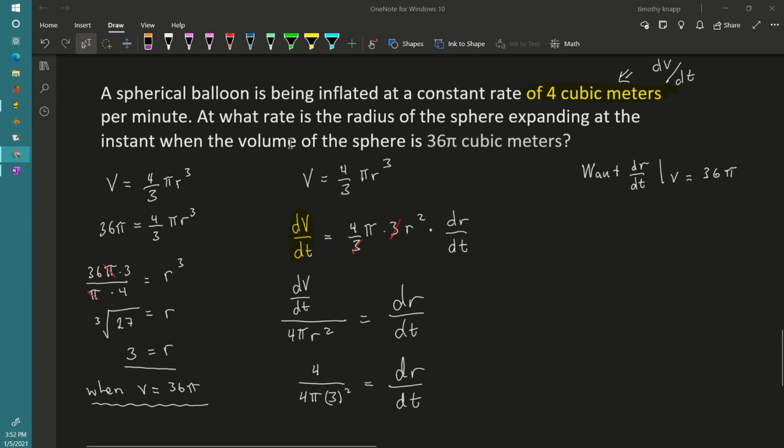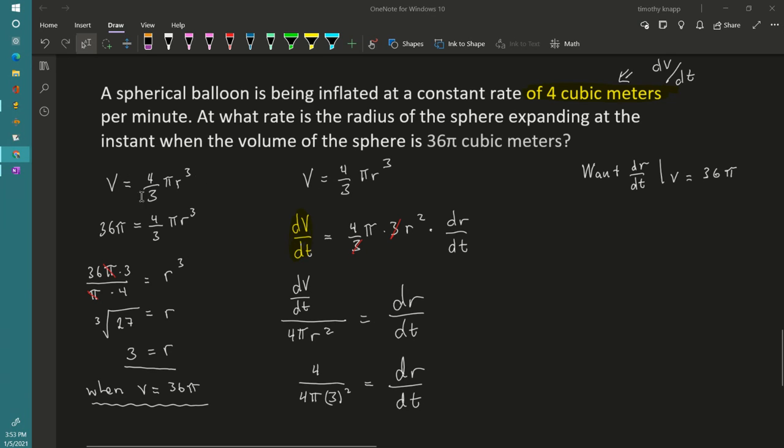So that's at what rate is the radius? So what we want to find out is dr/dt, okay? At the instant when the volume is 36 pi. And so we want dr/dt when V, or the volume, is 36 pi. So that's what we're looking at.